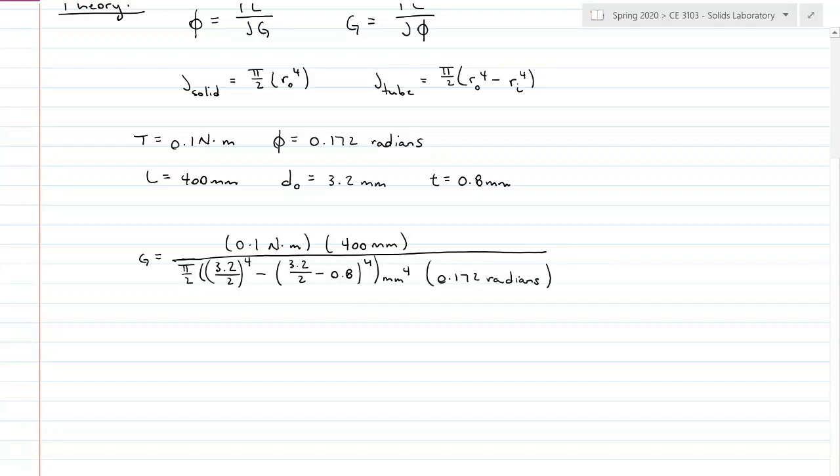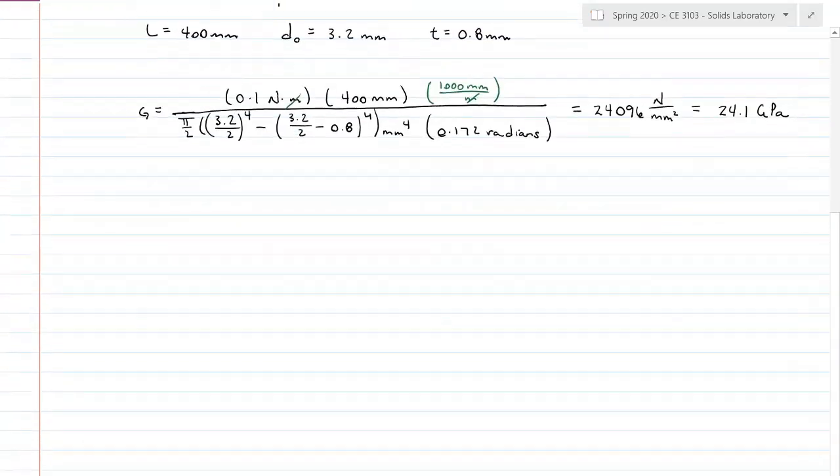millimeters. Radians are considered unitless. I do have my finger quotes up. I've got millimeters to the fourth, millimeters, and Newton meters. So I'm going to go ahead and convert meters to millimeters. 1,000 millimeters per meter. That takes care of you. And that gives me a calculated modulus of rigidity of 24,096 newtons per millimeter squared, which, by the way, is equal to 24.1 gigapascals.